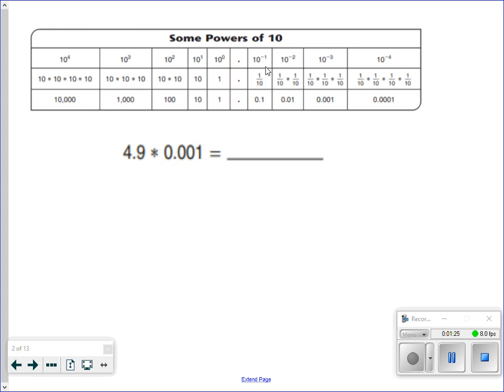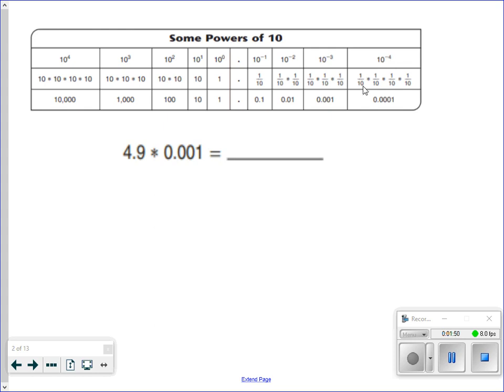Now, today is a little new because we're working to the right. So now we're to the negative exponent. So if you see 10 to the negative 1, that is the same as saying 1/10 or 0.1. 10 to the negative 2 is the same as saying 1/10 times 1/10, which is the same as 0.01. 10 to the negative 3 is 1/10 times 1/10 times 1/10, which is the same as saying 0.001.